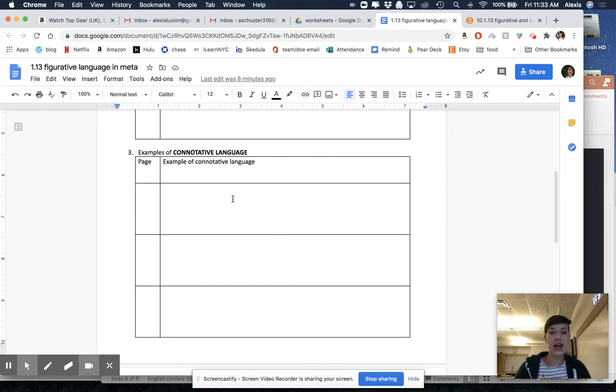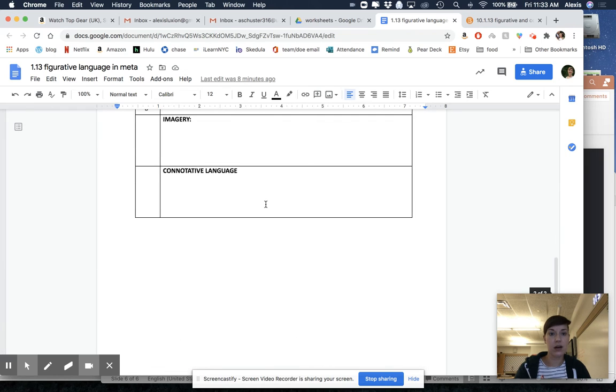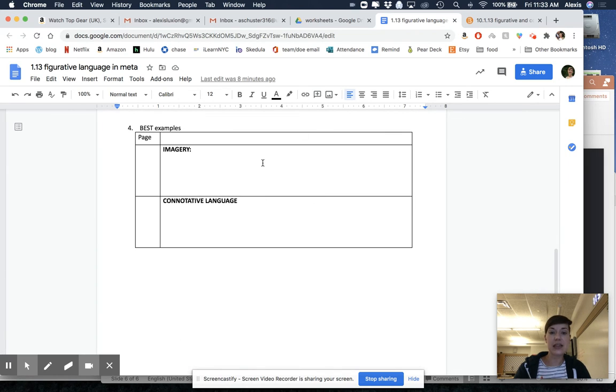And then when you're done adding them in here, you're going to pick your favorite example of imagery, or the one that you think is the best, and put it here. And then you're going to do that for connotative language as well. So I'm not going to go through and do an example here because I really, really want to see where you guys are without the example. So I'm going to pause you here, but if you have questions, as usual, just email me or text me on Remind.